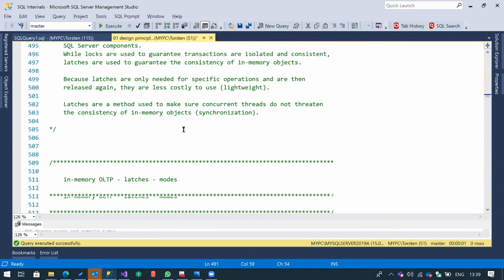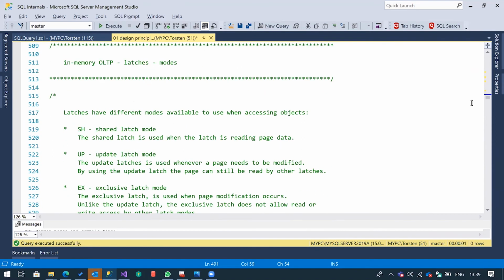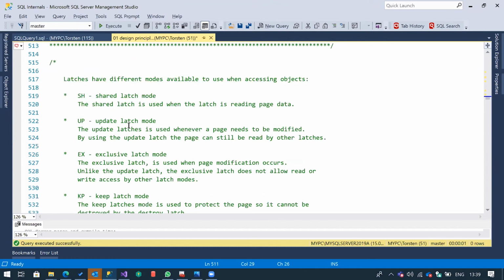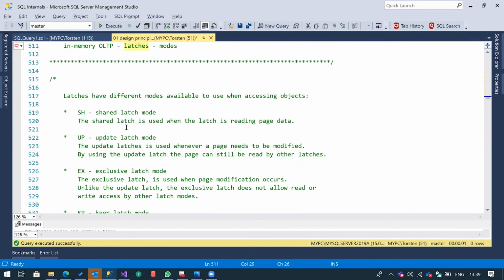Okay, I hope it works, the next demonstration. But before we go to the next demonstration, we have to briefly touch on which kind of latch modes we have. Hopefully the next presentation will work. Then I can show you which kind of latch we will see. And that is the reason why I want to explain the different latch types up front.